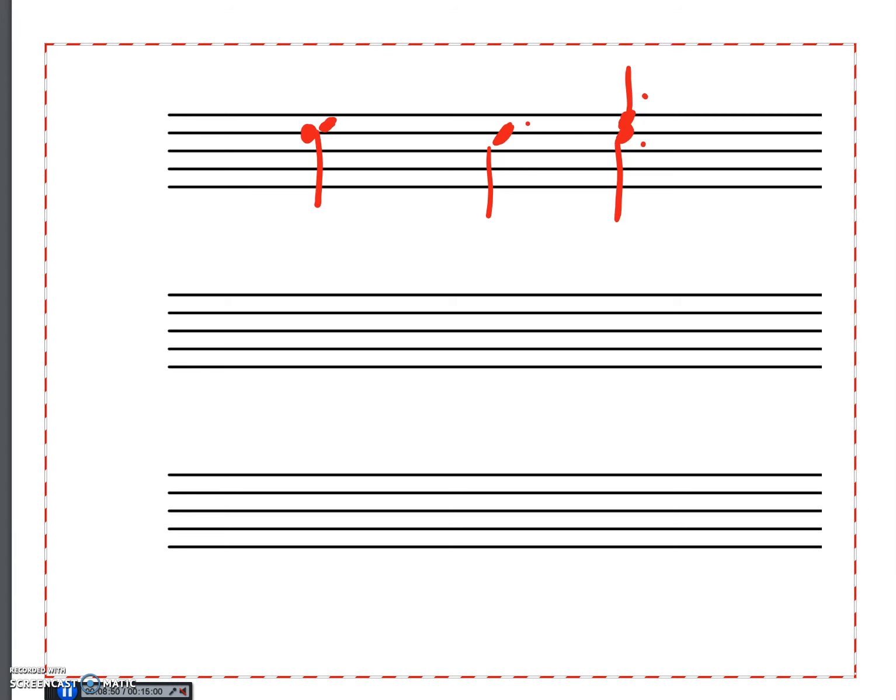Okay, 16, dynamics. If you're doing instrumental, it's almost always going to be below the staff. If it's vocal, it's usually above the staff, so you don't get confused with the texts. If you're playing piano, it's between the staves unless it only applies to one staff.